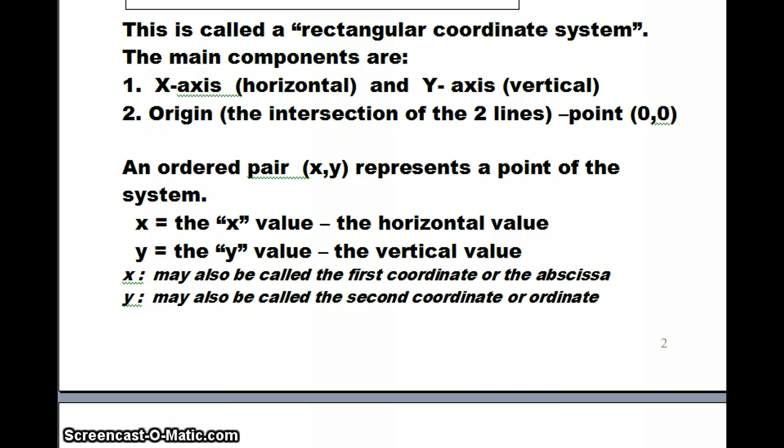Other names for x are the first coordinate, or the abscissa. Y is also called the second coordinate or the ordinate. I will typically just call them the x and y values. The thing about this is it is an ordered pair. It does have an order. The x must be first, the y must be second.